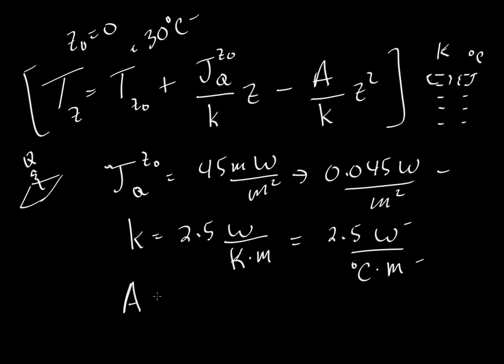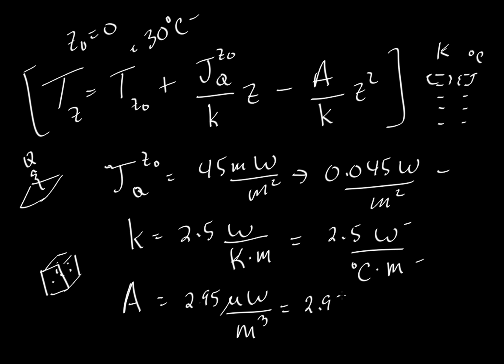And then our final term A, if we have a cubic meter of stuff, we can measure the amount of heat-producing elements in it, and a typical value might be about 2.95 microwatts per meter cubed. And if we want to convert microwatts, that's a millionth of a watt. That would be 2.95 times 10 to the minus 6 watts per meter cubed. So let's put these into the equation and see what we get.